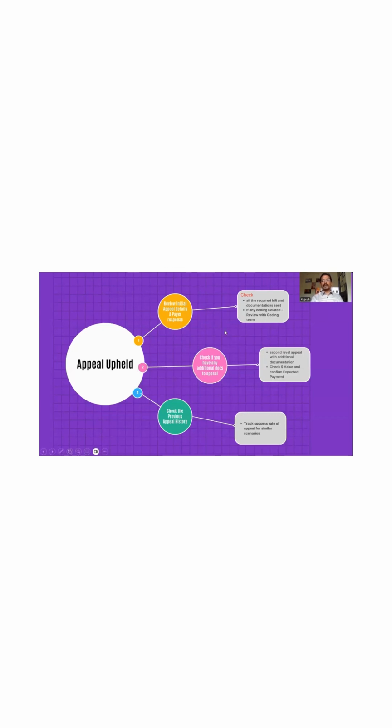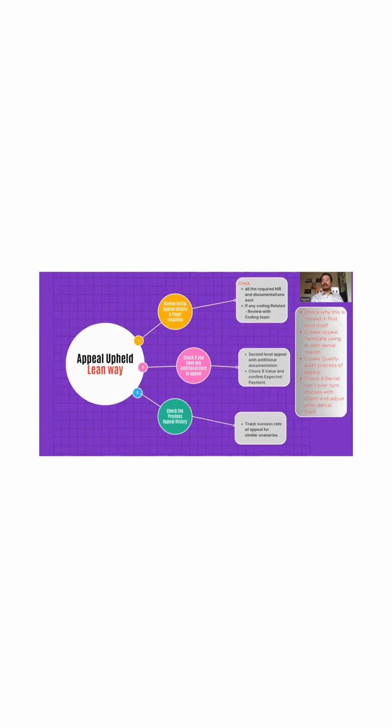Now, how can we use lean here? That's what we need to check. The first point is, when you identify that some additional document could be sent the second time, ask why we did not send it the first time. Check this. Second, create an appeal template using AI and the denial reason, so it is very specific to that particular denial and not an overall standard template. And third, create a quality audit.